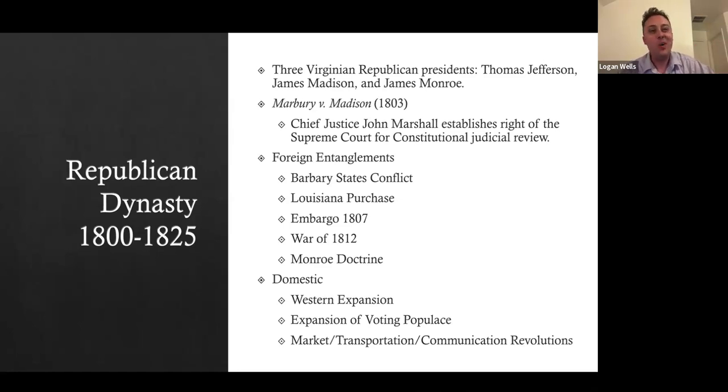The party dies out. Really by 1820, the party is just dead, right? There are still some Federalists who exist, but especially after the War of 1812, the Federalists die as a party, and they become subsumed into the Democratic Republican Party. So you have Jefferson, Madison, and Monroe, who are all from Virginia, right? You have the three Virginia Republican presidents.